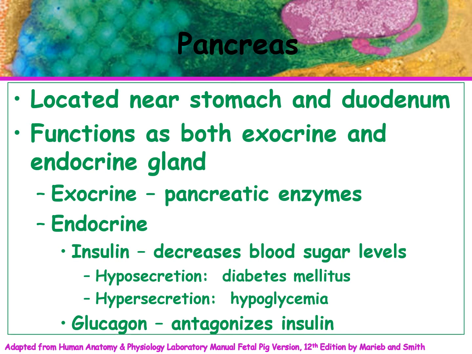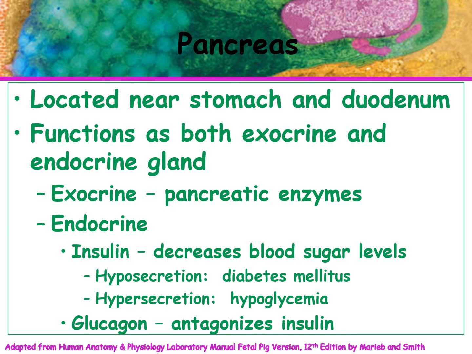The pancreas is located near to the stomach and a part of our small intestine called the duodenum. What we need to know is that as an endocrine gland, the beta cells of the islets of Langerhans produce insulin in response to increased blood sugar levels. So insulin works to decrease our blood sugar levels, and it does so by pushing blood glucose into cells for storage as glycogen.